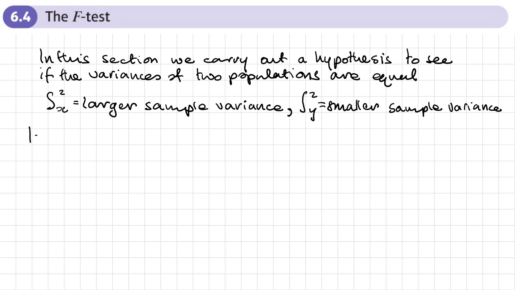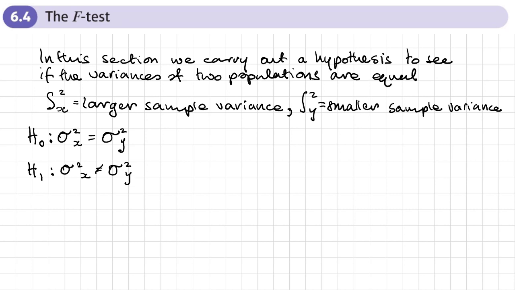The first thing we need to do is to write down H0 and H1. H0 is always going to be that the population variances are equal. This needs to be the population that has the largest sample variance, so population X. H1 can be in two forms, that the population variances are not equal to one another, like this.